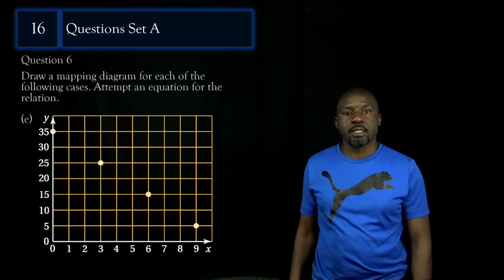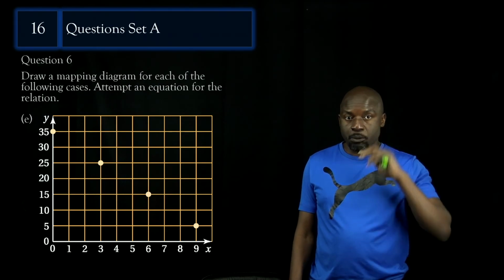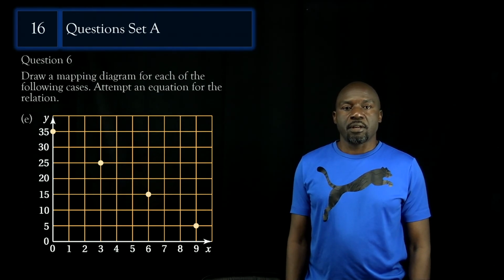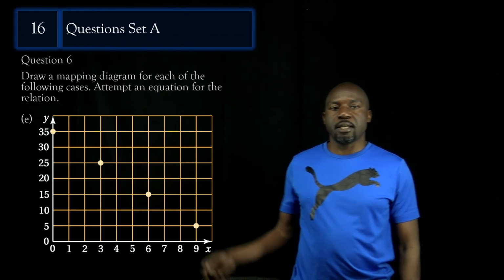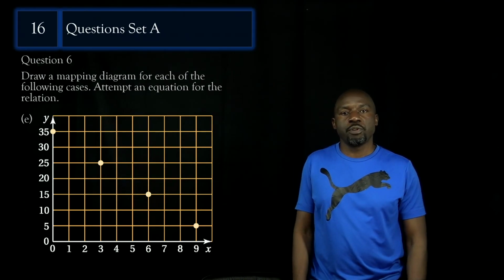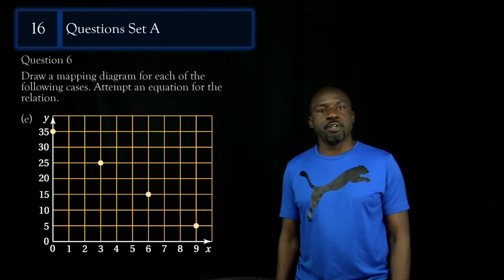Here is another one which I want you to go and try out yourself. Always do the ordered pairs first, then draw the mapping, and then you can think of an equation that best relates this. This is a straight line, so the best thing to do is to find the gradient, the would-be gradient. All right? Try it out and let's see what you end up with. Let me know if you need some help.